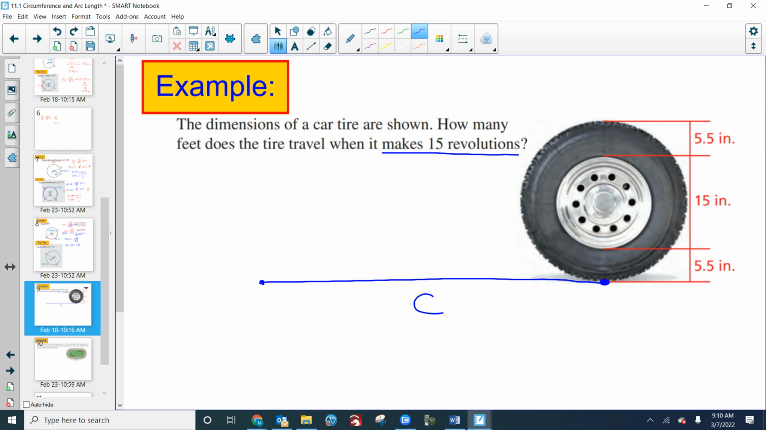Well, we got some math to do here. What are they giving us? They're giving us the rim diameter.